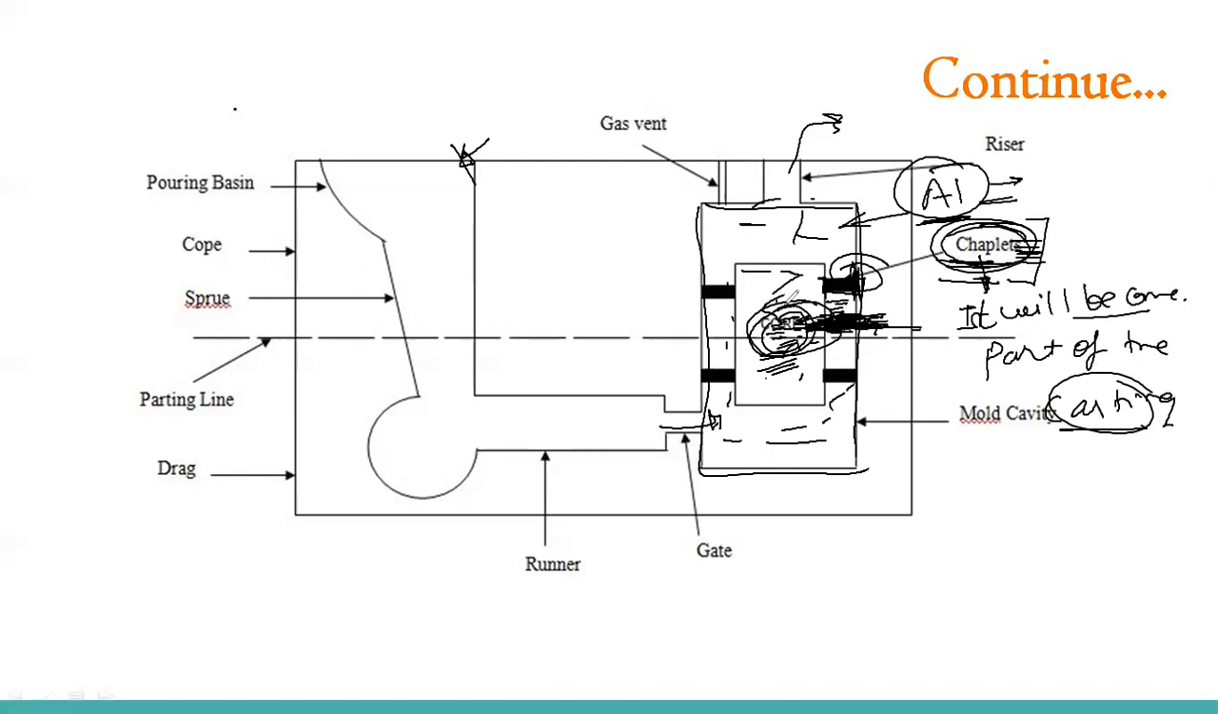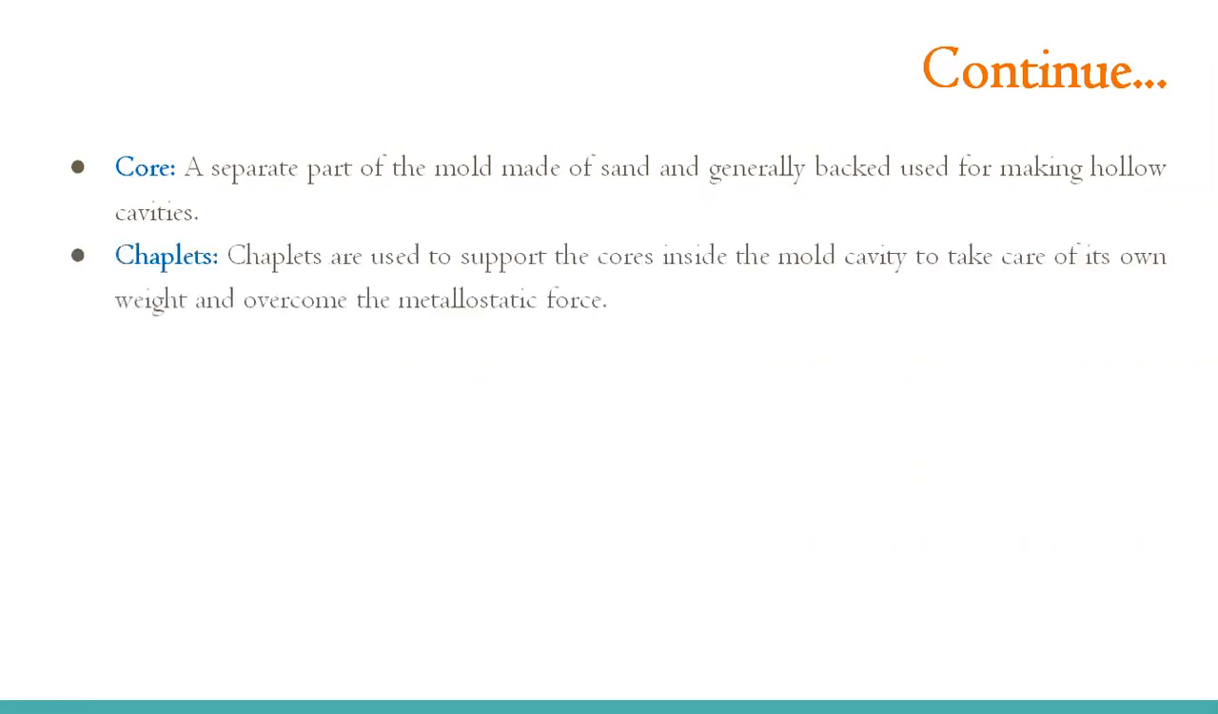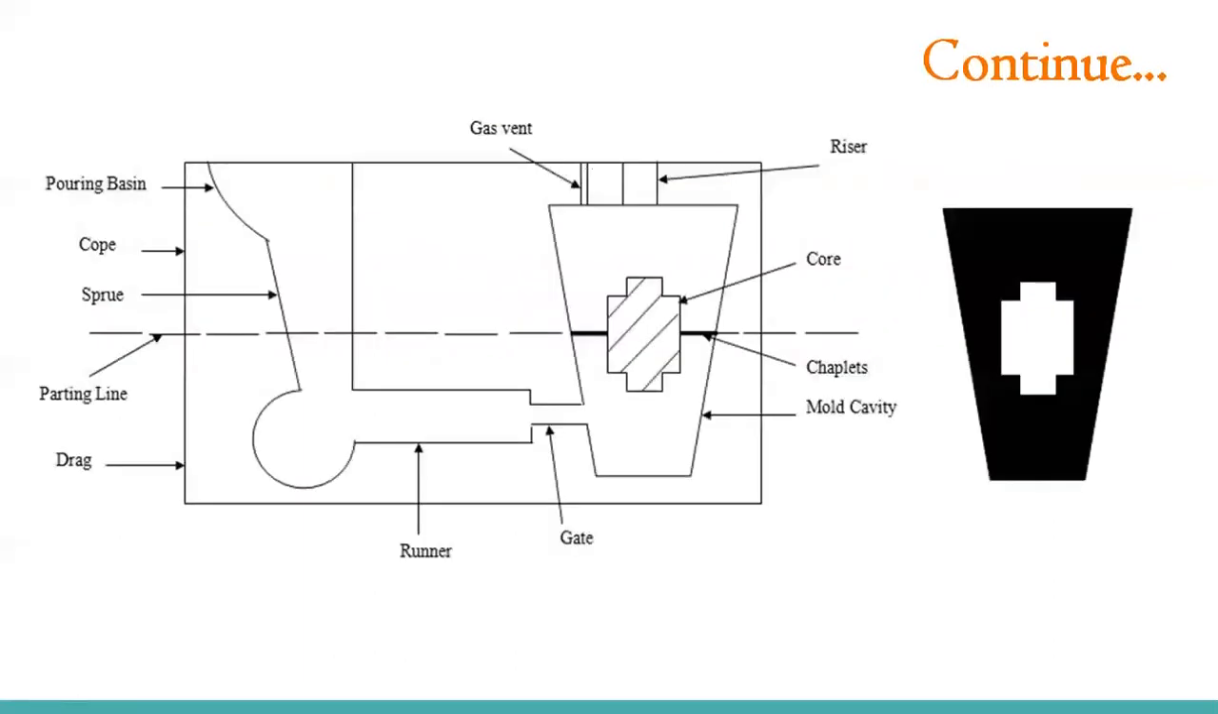And we use these chaplets when we have to form a hollow section. So this is about this hollow part. Next, as I said, whenever we have to make hollow cavities, we have to use this core, which basically separates the hollow part and the solid part. Chaplets are generally used to support the core inside the mold cavities. They also handle their own weight, meaning the chaplets' weight plus the core weight, as well as overcome the metallostatic pressure forces.